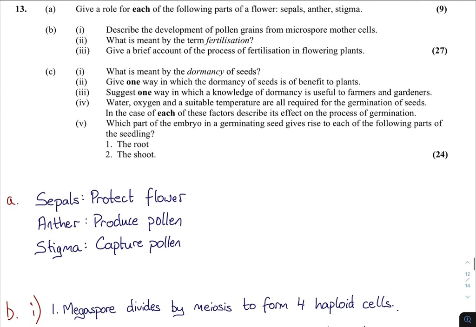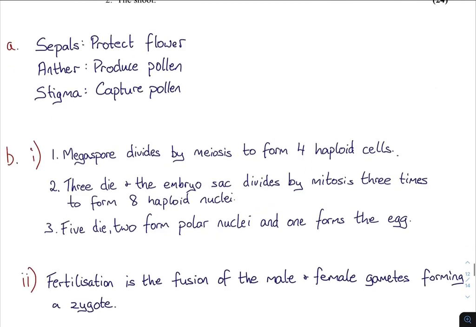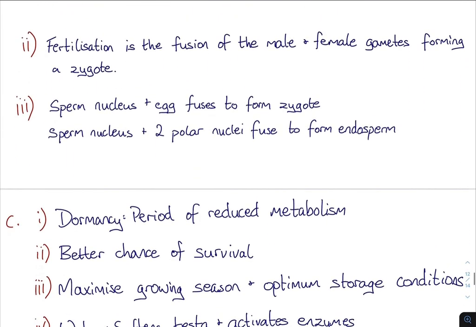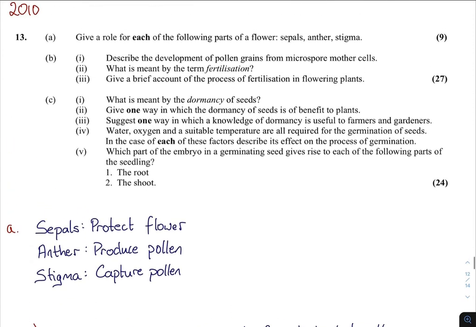What is meant by the term dormancy, and how is dormancy of a benefit to a plant? Now, dormancy is a period of reduced metabolism, or you can say little or no metabolism too. But how is it useful for plants? Okay, we've talked about how knowing about it is useful in agriculture, but why specifically plants? Okay, well, there's a better chance of survival. If the plant is dormant during winter and then it starts to germinate during springtime, the warmer temperatures mean it's more likely to survive. It's just one way in which dormancy is useful to farmers and gardeners.